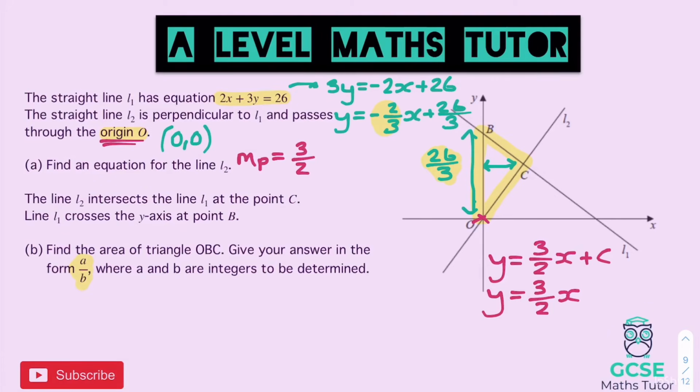There we are. So something a little bit different there, obviously, where our y-intercept is 0. But there we go, that is part A. We have our equation of the line L2. It's y equals 3 over 2x.